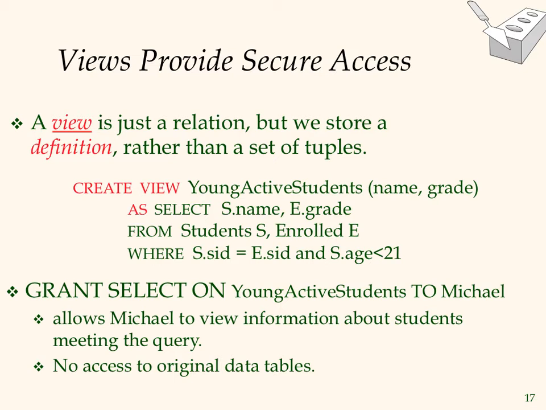And as always, I can create a view and treat a view like a table. So I can now say grant select on Young Active Students to Michael. Now Michael will have the right to view information about students meeting the query. The great thing about this is that I can do that without giving Michael even read access to the original data tables. So even though Michael can now see some of the names and some of their grades from the view, that doesn't mean he's been granted select access to, say, the students table.